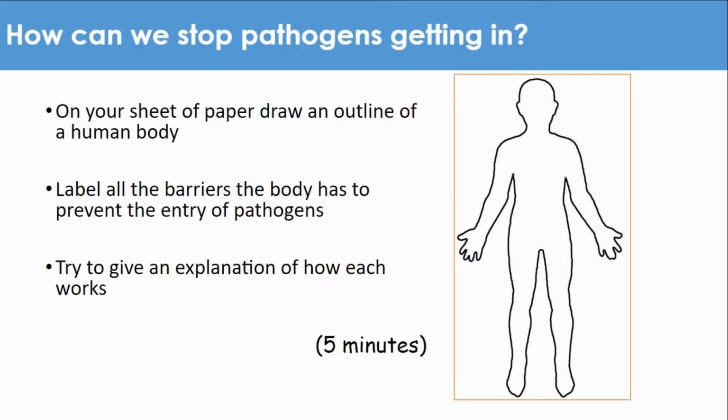Okay, lessons 2 and 3. How can we stop pathogens getting in? What we need you to do is to draw the outline of a human body like a gingerbread man. It doesn't have to be as fancy as the one on the slide. And then you need to label all the barriers the body has to prevent the entry of pathogens. Try to give an explanation for how each one works. Pause the video and have a go at this for 5 minutes.